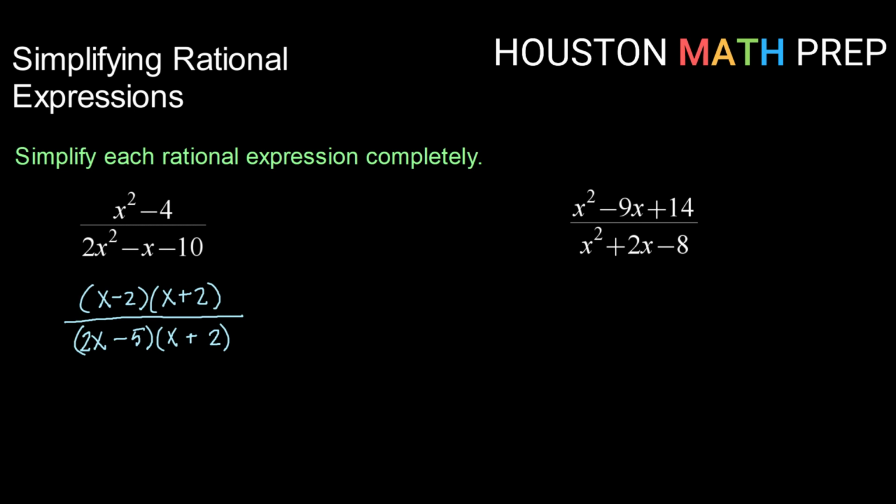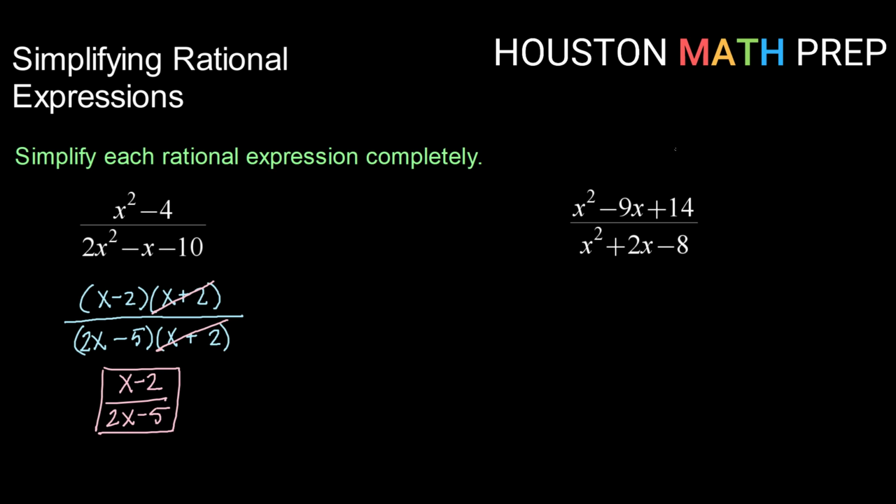Okay, now that we have everything factored, what we're looking for is factors that are repeated in the numerator and the denominator that we can cancel out. Here I see x plus 2 and x plus 2 as factors repeated in the numerator and the denominator. So canceling those out, I have a final answer of x minus 2 over 2x minus 5. So there's my fully simplified version for that rational expression.